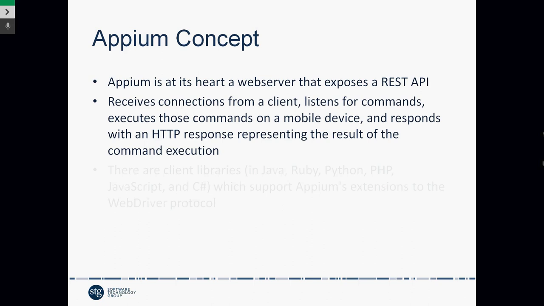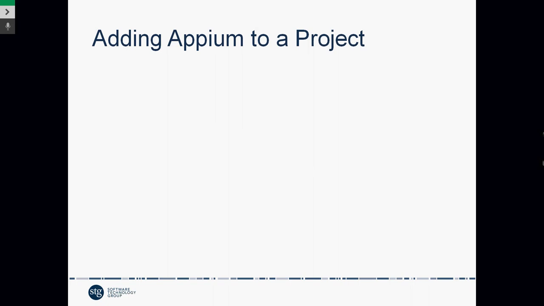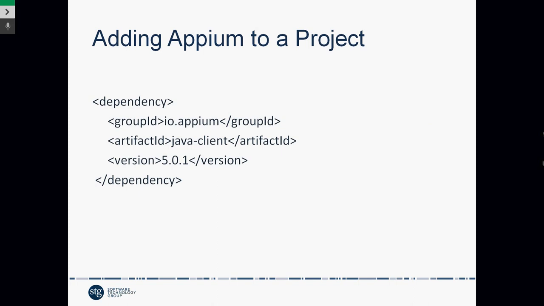So at the heart of Appium, it's a web server and exposes a REST API. And that REST API communicates with WebDriver. It receives a connection from a client, listens for the commands, and runs them. See a pattern right here? Same language, same concept, same theory of what it's trying to do. So how do you add Appium? Same thing. In your POM, the XML file, you add io.appium, Java client.